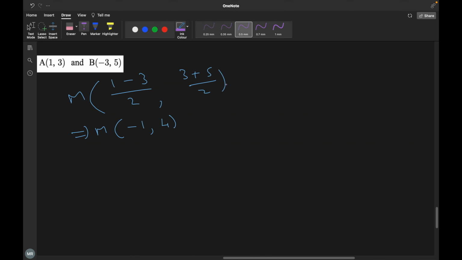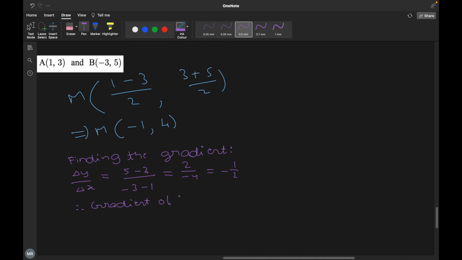Now let's work out the gradient. So finding the gradient, that's change in y by change in x, which is (5 minus 3) divided by (negative 3 minus 1). This is going to be 2 divided by negative 4, which is negative 1 by 2. Therefore, the gradient of the perpendicular bisector, I'm just going to write PB, is the negative reciprocal, which is going to be plus 2. So we have this and we have this.